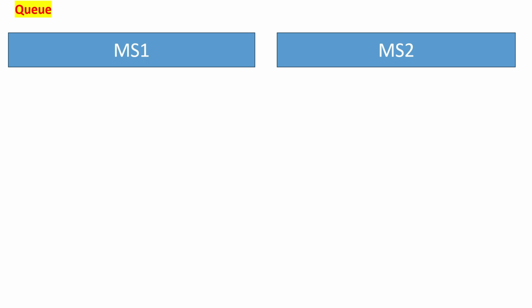Suppose we have two managed servers, managed server 1 and 2. I'm talking about the queue configuration. When we go for the configuration of the JMS resources, first we define a persistent store, which is the actual storage of the messages received in the JMS. If you have two managed servers, then we define two persistent stores, because the persistent store is dedicated for each and every server.